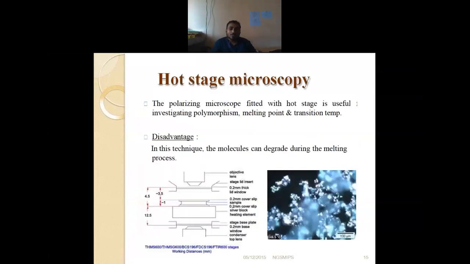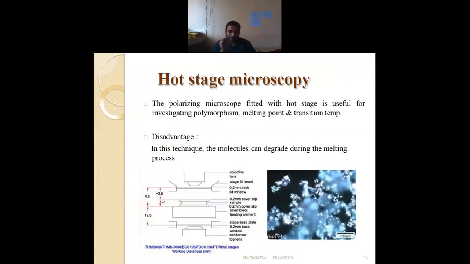So next is hot stage microscopy. The polarizing microscope fitted with hot stage is useful for investigation of polymorphism, melting point and transition temperature. So if we add a hot plate to a polarized microscope, then it is called a hot stage microscope. So it is very useful to identify polymorphism, melting point and transition temperature.